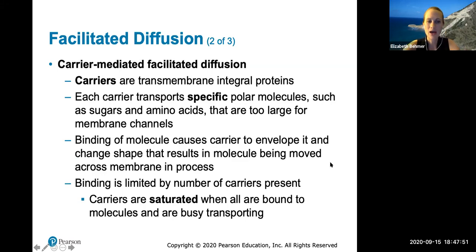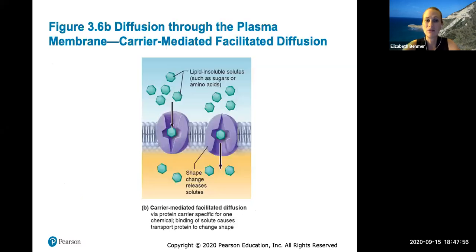This gives you more detail, maybe more than you need to know, about carrier-mediated facilitated diffusion, showing how some sort of lipid insoluble solute will travel through the cell membrane using the help of some sort of carrier. One will go in at a time, and then it'll spit one out at a time. So this is carrier-mediated facilitated diffusion. It does not require energy. It happens on its own. It helps things go from an area of high concentration to low concentration via passive transport.